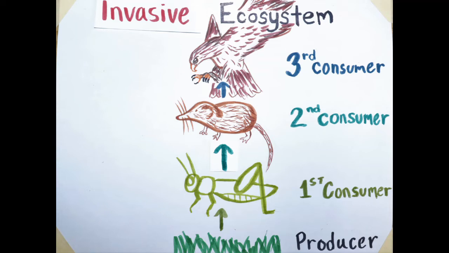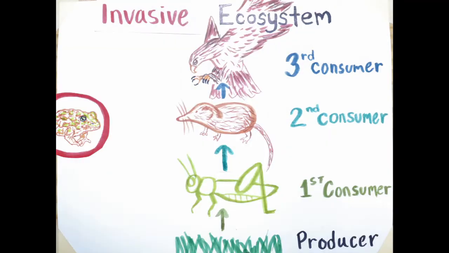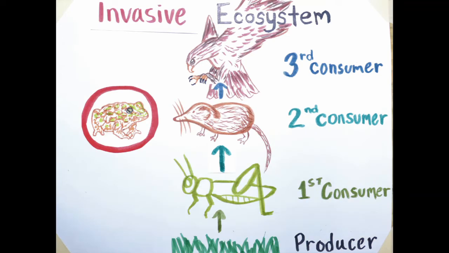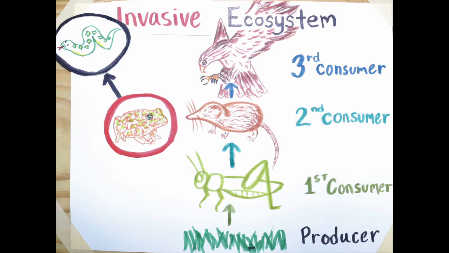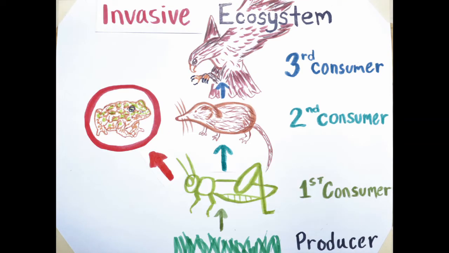What happens if an invasive species is introduced to the ecosystem? Let's say it's an animal, a poisonous frog from South America. In South America, there is a snake that is immune to poison and eats the frog, keeping the population under control. But when the frog is accidentally released into the US ecosystem, it has no predators. The frog starts eating up grasshoppers, outcompeting the native shrews, and the hawks can't eat it because it's poisonous.